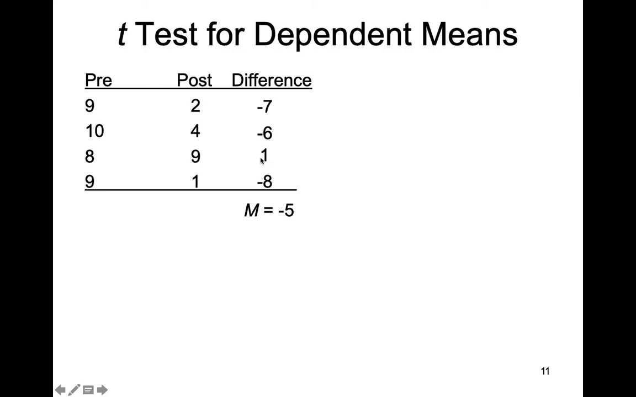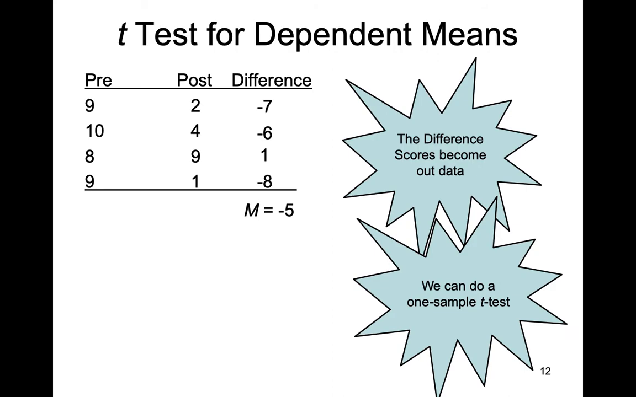Add a 1 to that, we get a -12. Subtract 8, we get -20. -20 divided by 4 is -5. So what we can see is that the average change was -5. There was an average reduction in depression of 5 points.